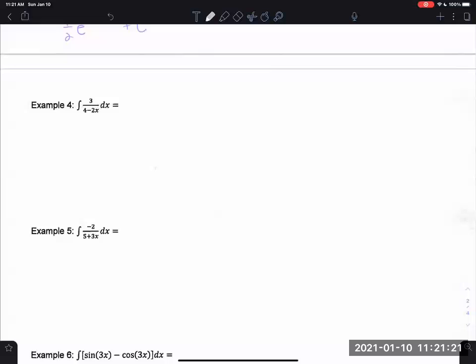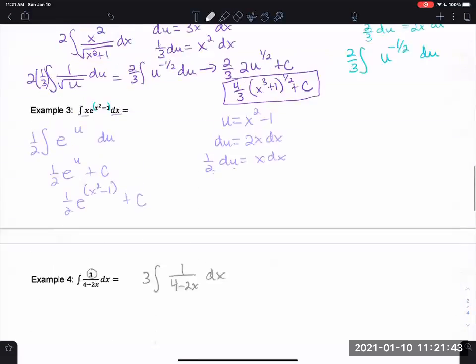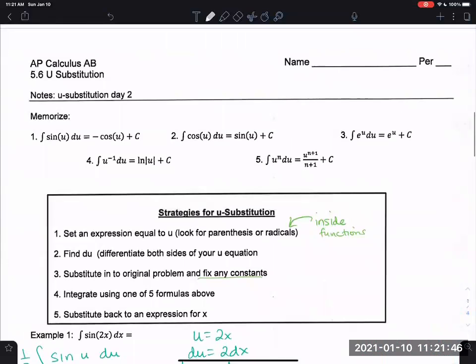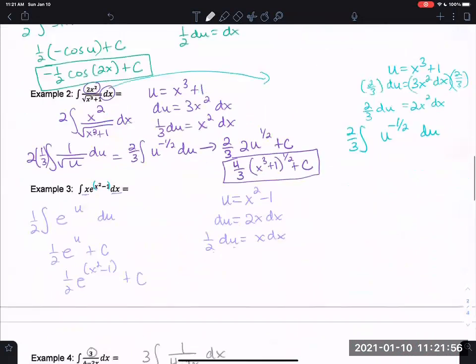3 over 4 minus 2x. If I were to do this, so there's a constant, right? And when you see or recognize it, it's probably easiest to bring it out front. Okay, so if 3 comes out front, 1 over something is always reminiscent of what? Your natural log antiderivative. So if I go back up here, let's see if it's here. 1 over something, right? There you go. So we know we have natural log.